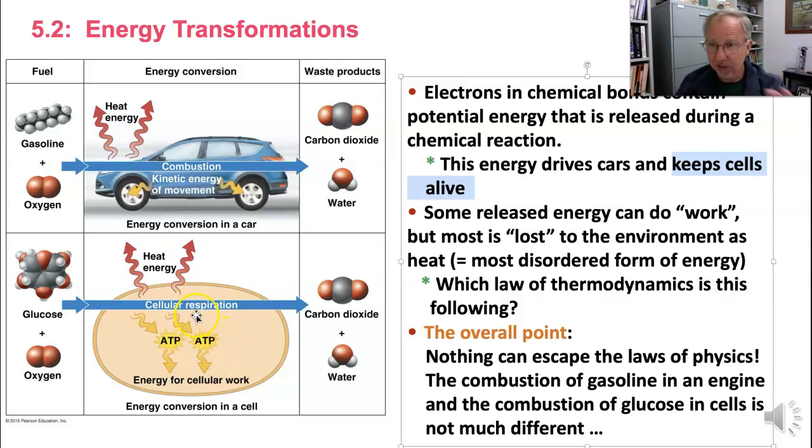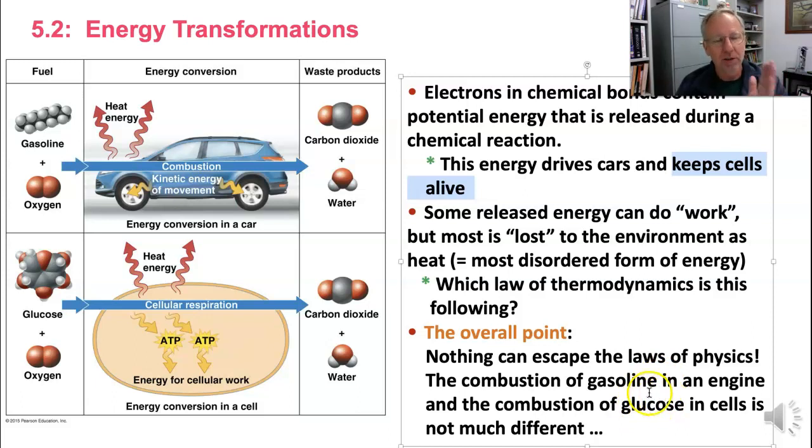But again, because of the second law of thermodynamics, a considerable amount of that energy that's released from your food, from glucose, is lost as heat. So we have to replenish it, get more energy, eat more food, more light coming from the sun. And just like in a car, the chemical products from this combustion are carbon dioxide and water. So the overall point is nothing can escape the laws of physics. The combustion of gasoline in an engine, the combustion of glucose in cells is really not that much different.